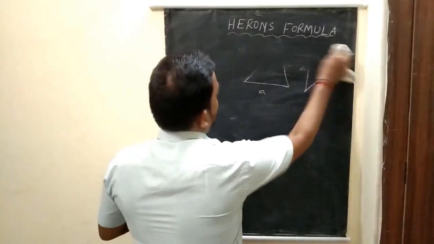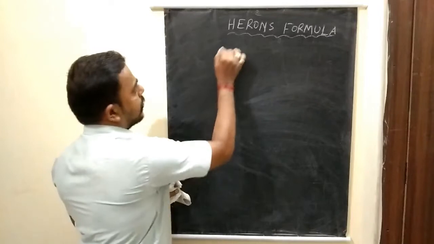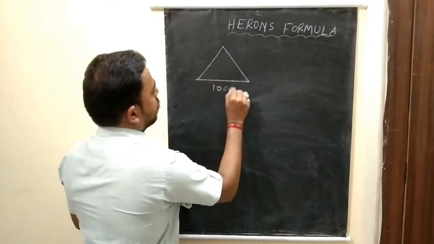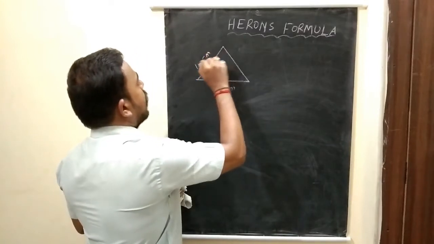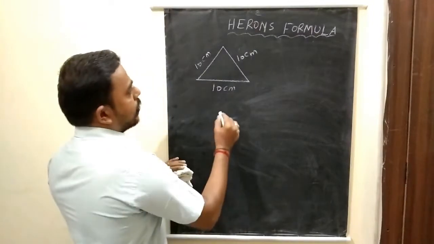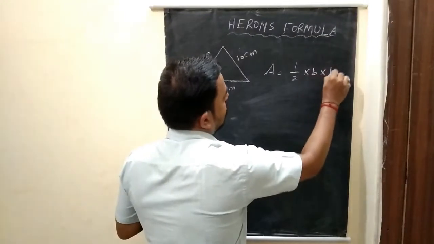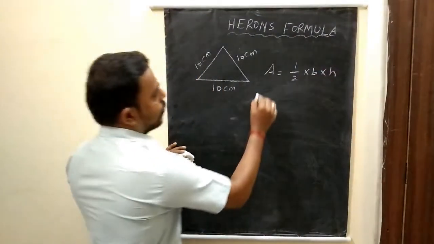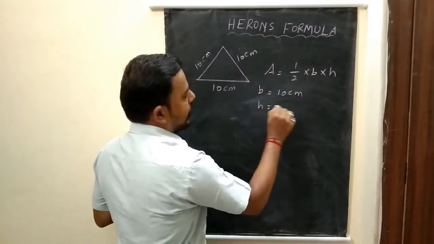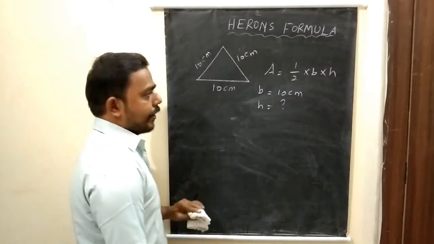So for that, in our book, the first example given is an equilateral triangle with sides 10 centimeter. Now we already know how to find the area. Area equals 1 by 2 into base into height. Now what is our base? So b equals 10 centimeter. Height we need to find. By using this we can find the area.